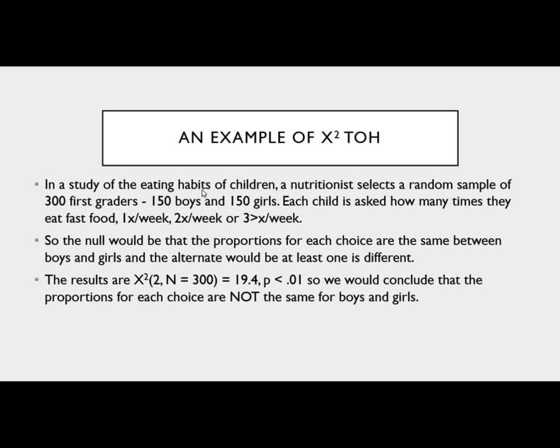In a study of eating habits of children, a nutritionist selects a random sample of 300 first graders, 150 boys and 150 girls. Each child is asked how many times they eat fast food: 1 time a week, 2 times a week, or 3 or more times a week. So the null would be that the proportions for each choice are the same between boys and girls, and the alternate would be at least one is different. If I give you the results and say chi-square value of 2, n is equal to 300, I get this big chi-square value and p is less than 0.01, we would conclude that the proportions for each choice are not the same for boys and girls.